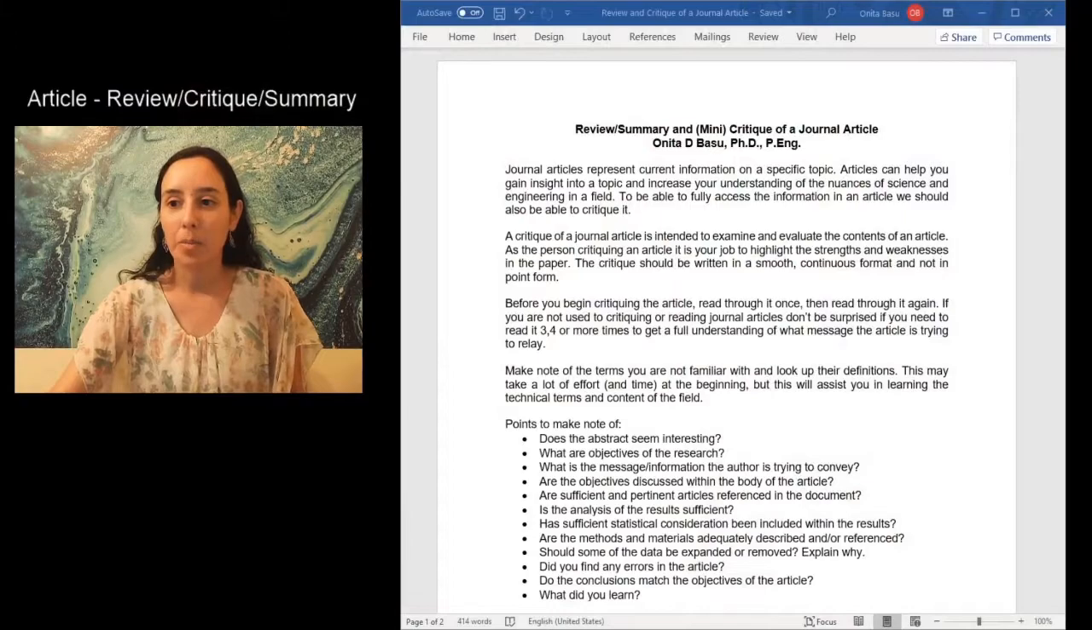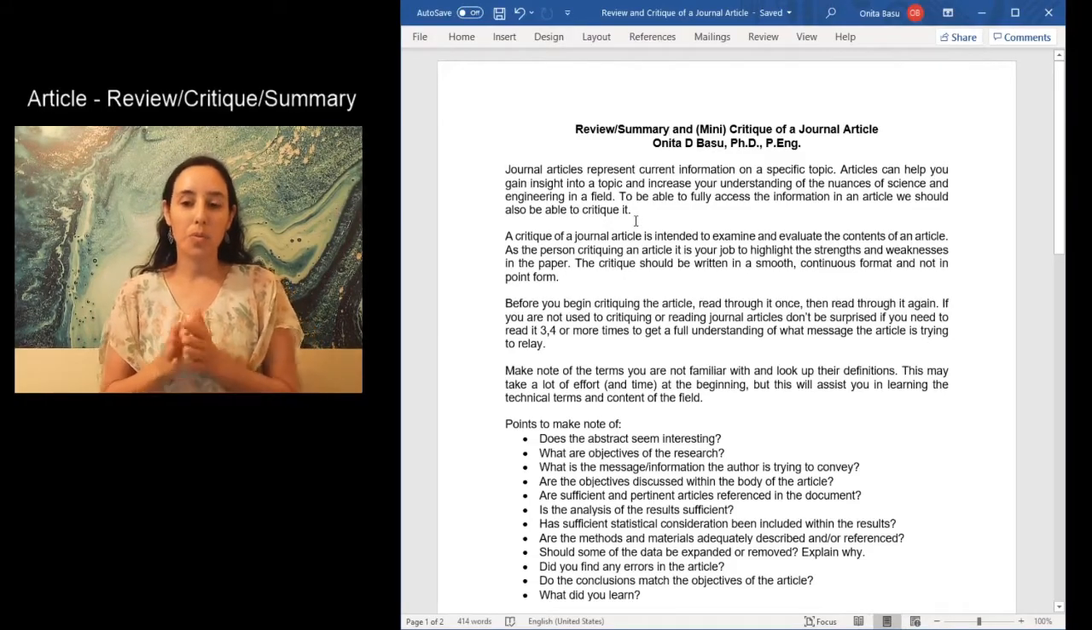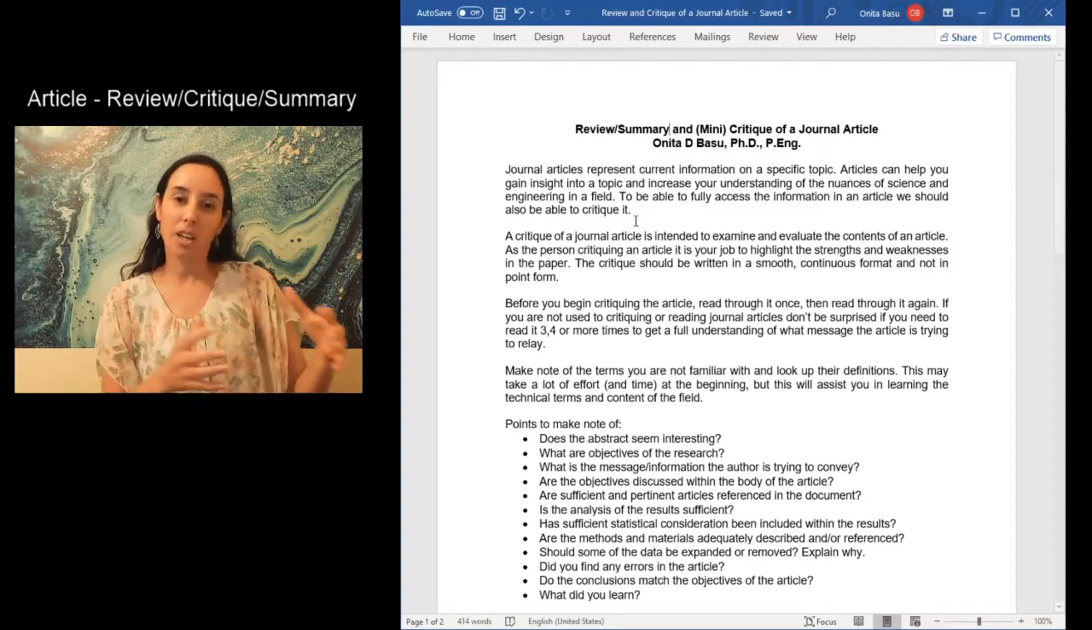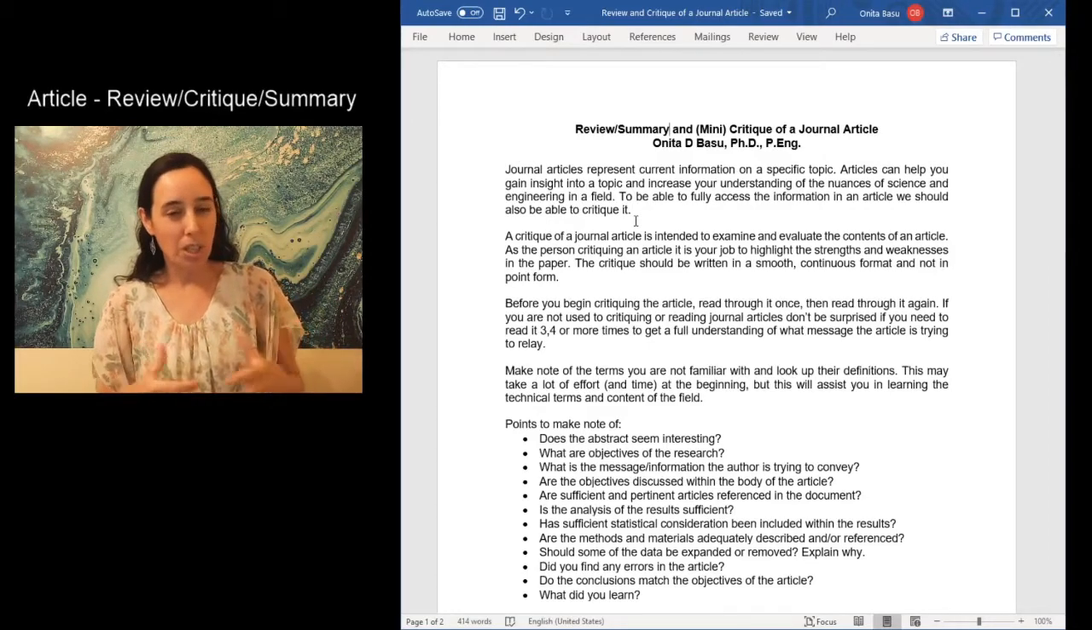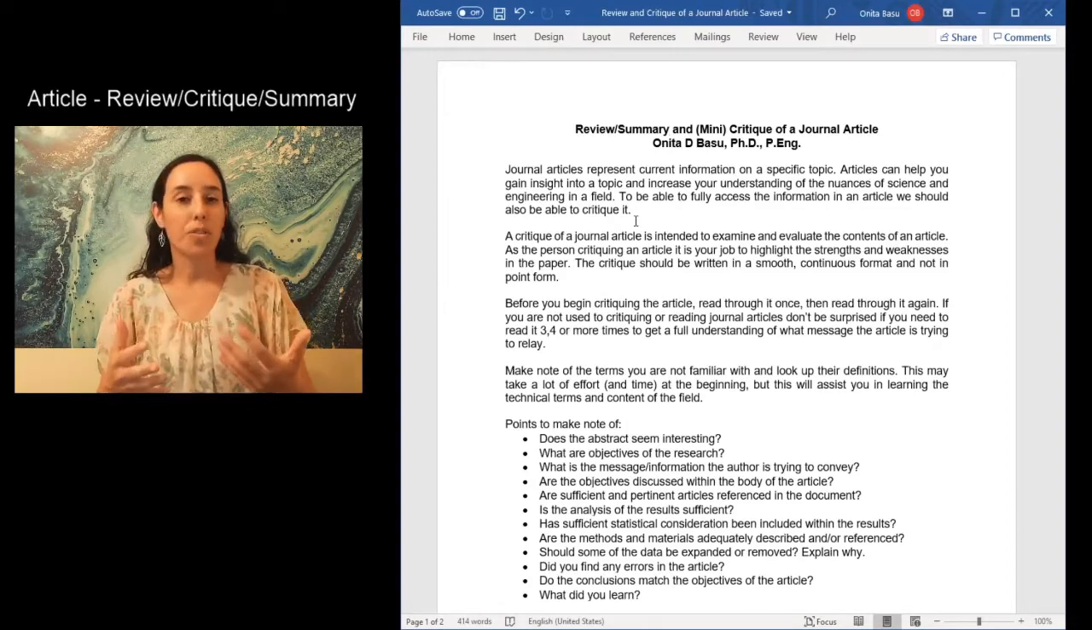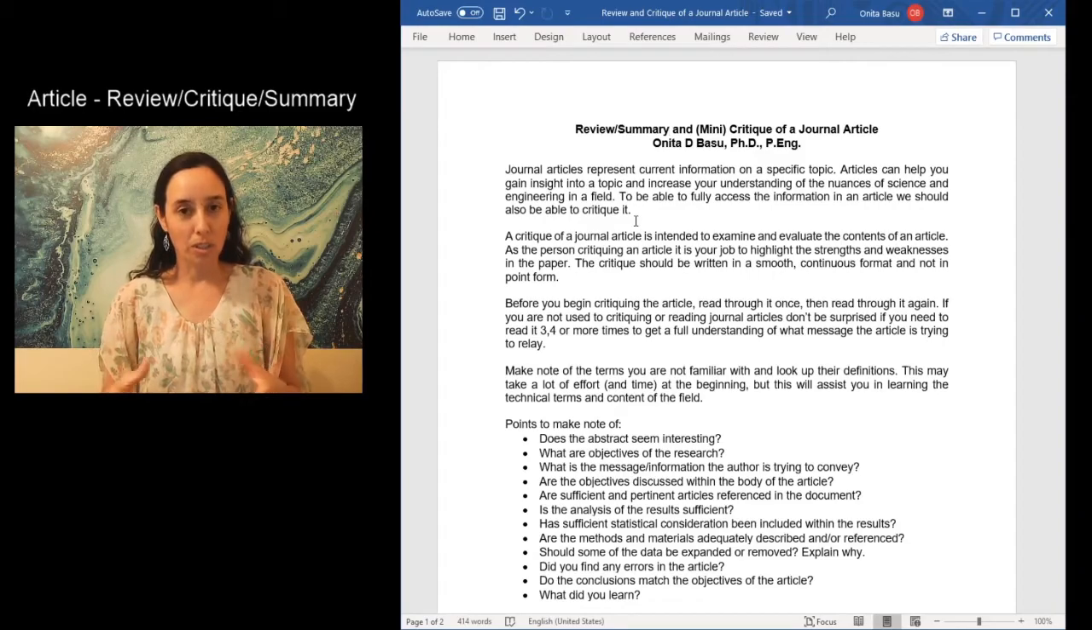So I have a document and I will be posting it online with the course content as well. And so, why are we reading journal articles? In undergrad, we focus mostly on textbooks, sometimes just our lecture notes. And then in fourth year or as we move into grad school, we start looking at journal articles.